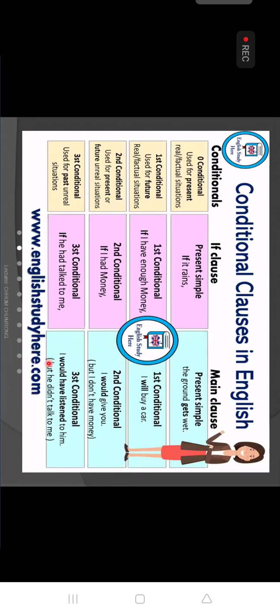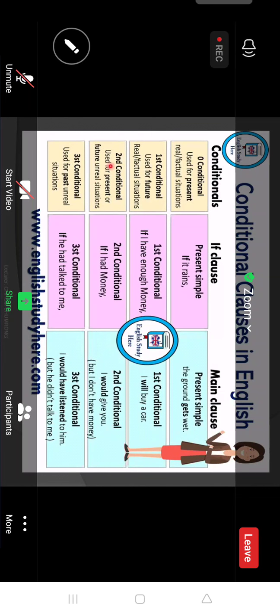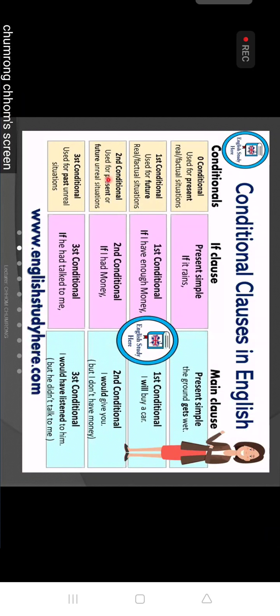So as you learned from last time, just to summarize for you, we have first, second, third, and mixed conditional. First is always true, can be possible. How many percent for first? 90%. How about second and third? They are unreal. Second, we use for now, and third is for the past.